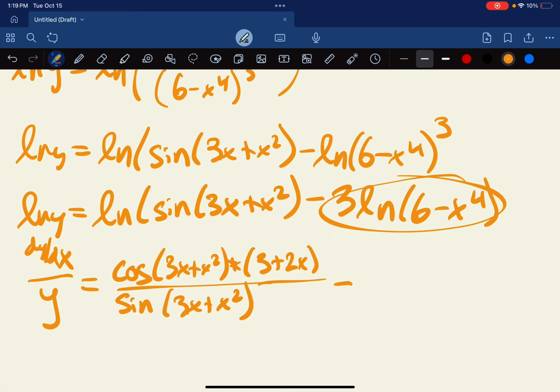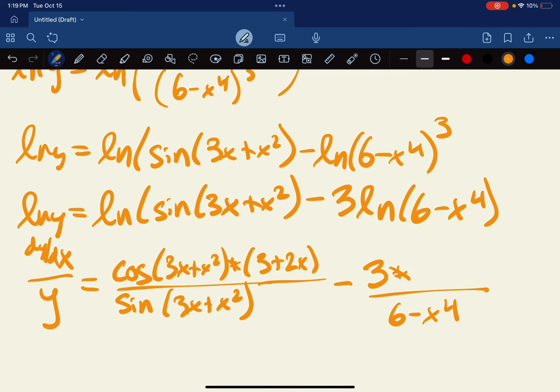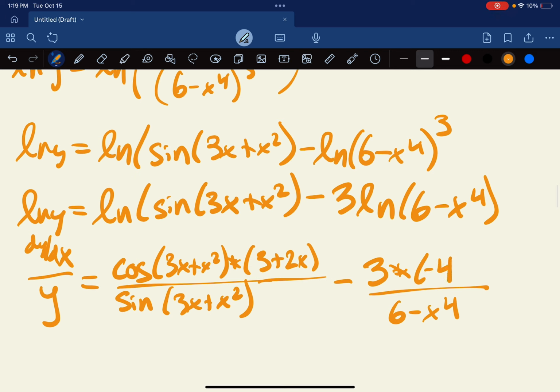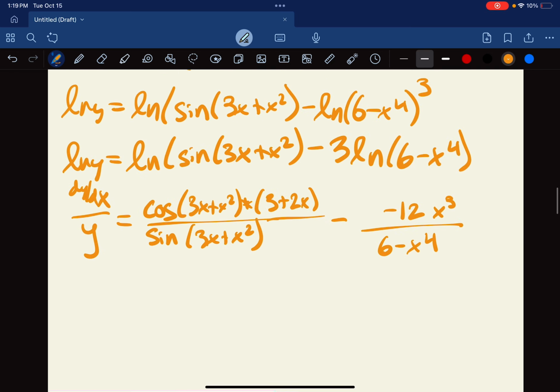And then over here, we've got a similar thing, right? So this 3 hangs out up front. This 6 minus x to the fourth goes into the denominator, and then the derivative of that goes into the numerator. Derivative of 6 minus x to the fourth is going to be a negative 4x to the third, so that can just simplify to negative 12x to the 3. So then this is what we're dealing with.